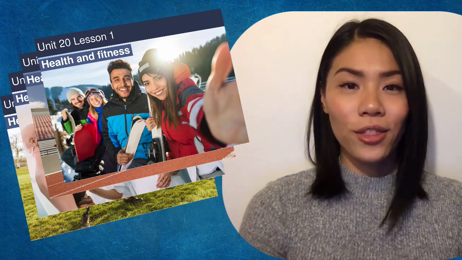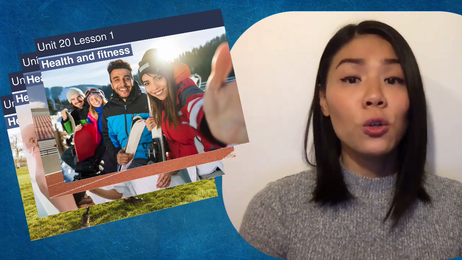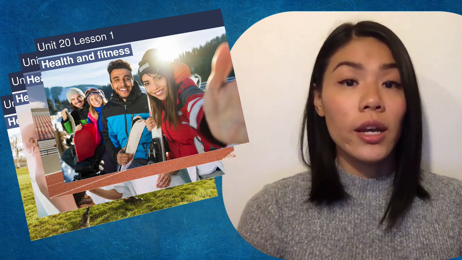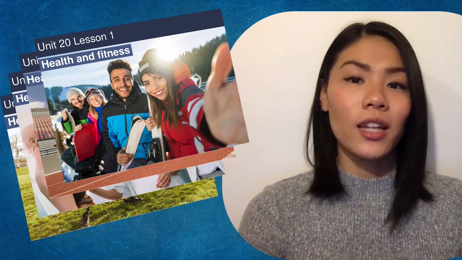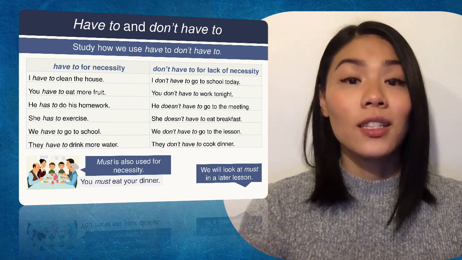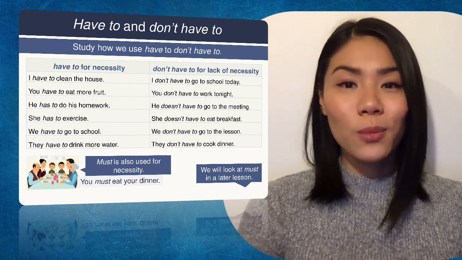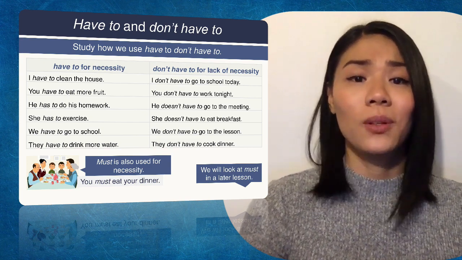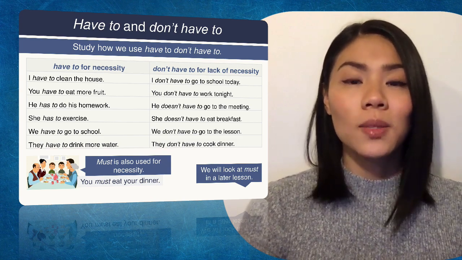In Unit 20, Health and Fitness, we tackle two modal verbs, could and have to, in positive and negative forms. We look at can and could for ability, along with have to and don't have to for necessity, and lack of necessity respectively. These modal verbs provide greater flexibility for students to express themselves.